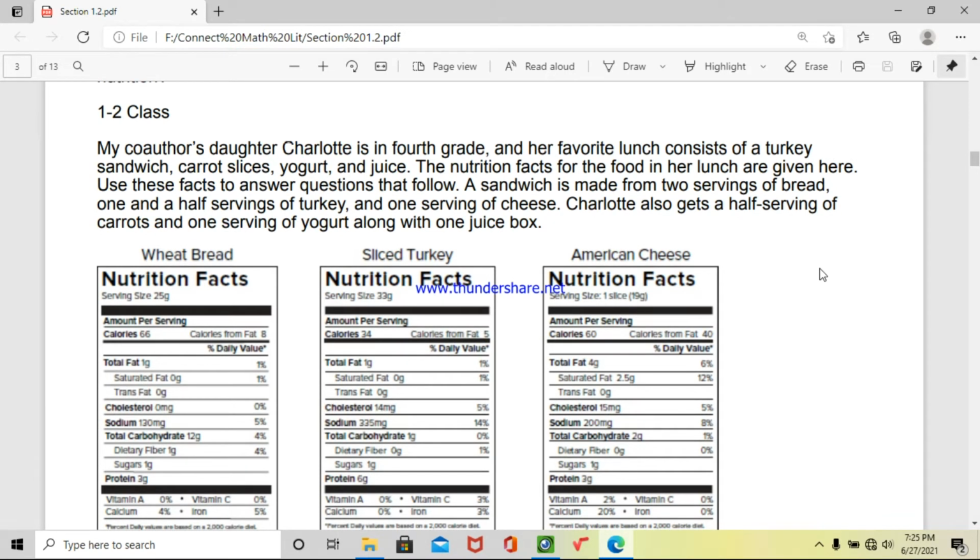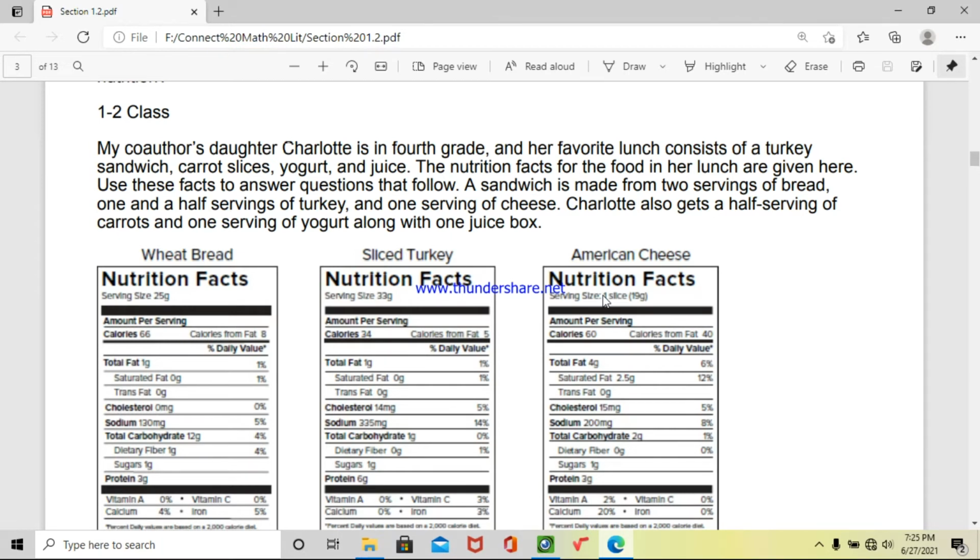It said that my daughter Charlo is in 4th grade and her favorite lunch consists of turkey sandwich, carrot slice, yogurt and juice. The nutrition facts for the food in her lunch are given here, so there's information right here. And we want to use this data to answer the following questions. But the sandwich is made from 2 servings of bread.